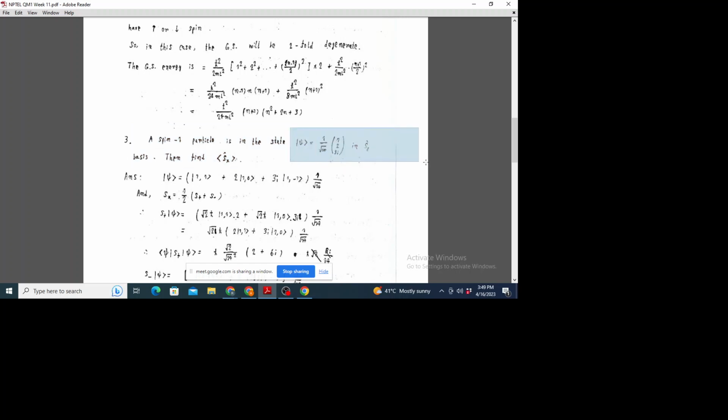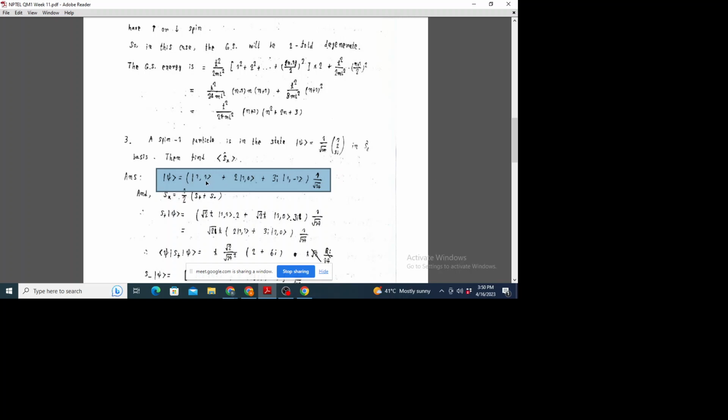Remember that this state psi is represented in the Sz eigenbasis. So clearly we know that for the spin 1 particle, the Sz eigenstates are (1,0,0), (0,1,0) and (0,0,1), right? And they have eigenvalues plus 1, 0 and minus 1 respectively. So remembering that fact, this state psi can be represented like this in a basis independent manner.